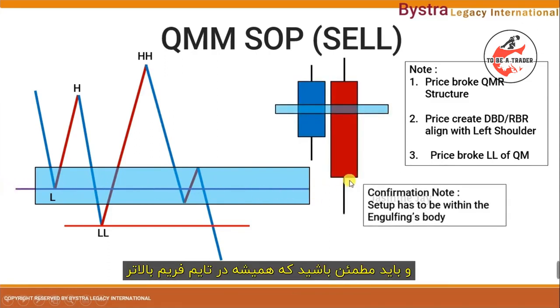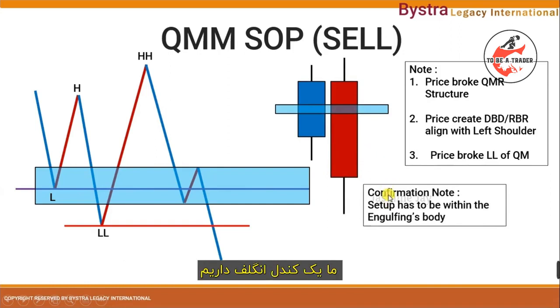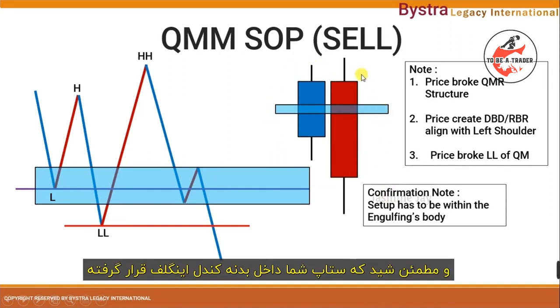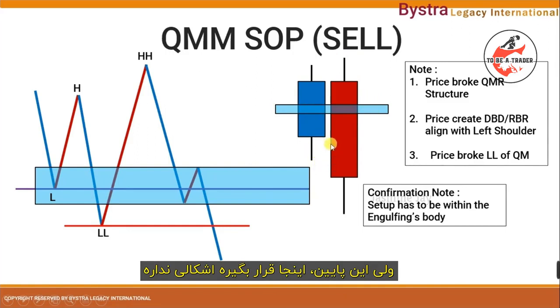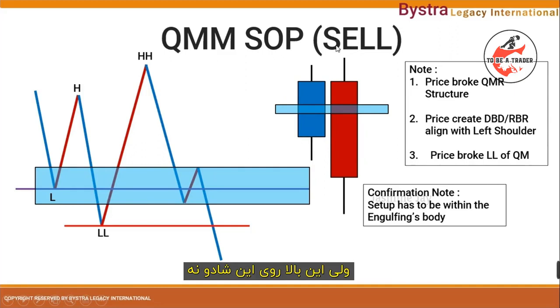Make sure, guys, that on the higher time frame, we must always have an engulfing candle, and make sure that the setup is in the engulfing candle's body, not on top of this wick. At the bottom here is fine, all right? At the bottom here or this area is fine, but not on top of this wick. Price will then react to this area and continue downwards.